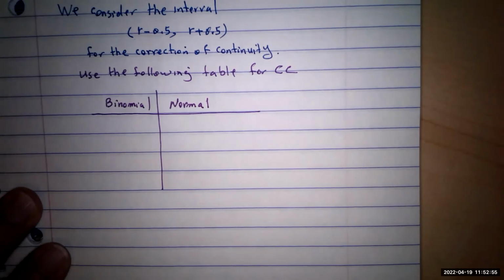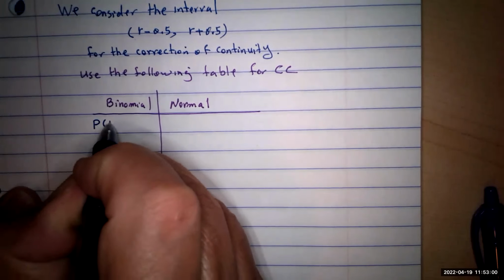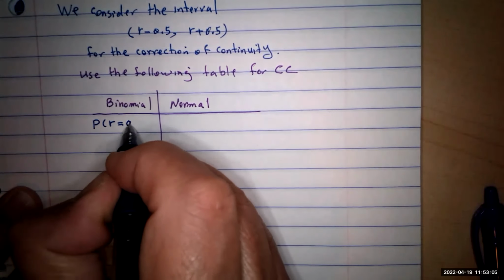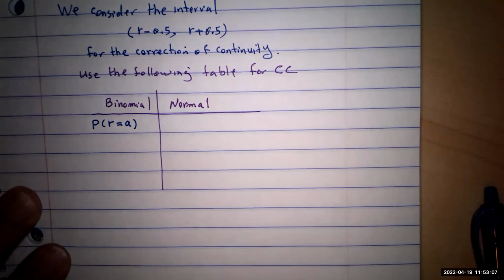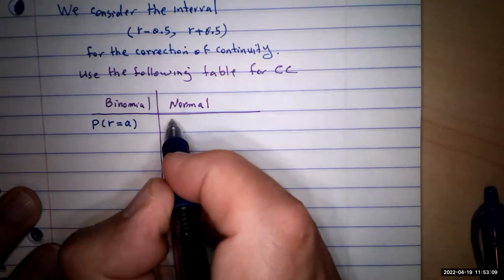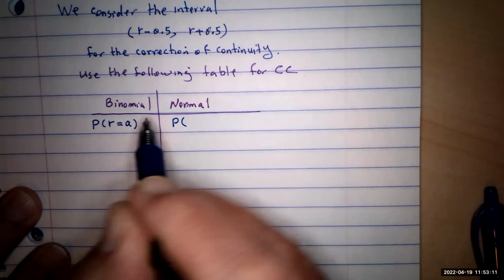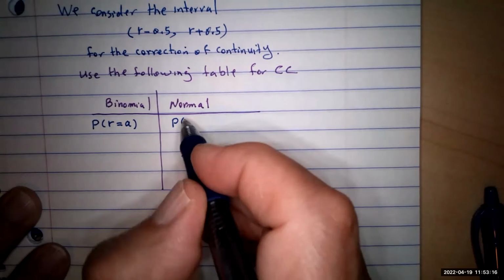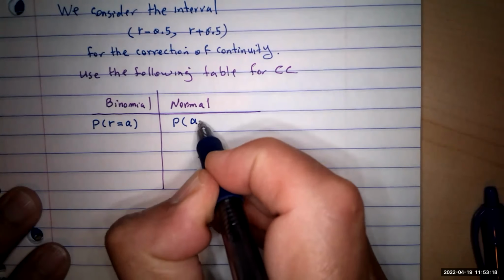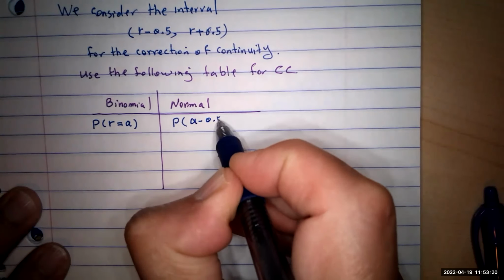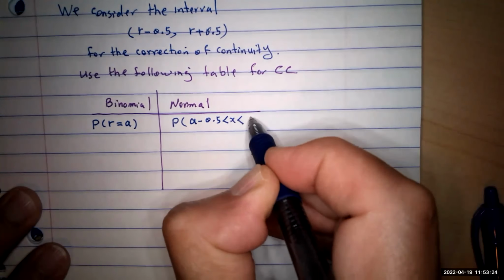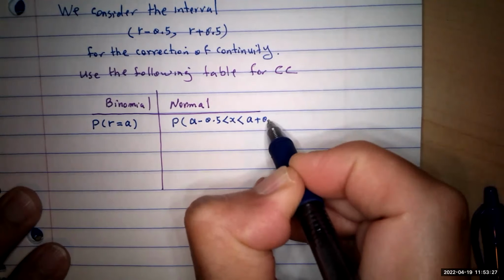In the case of the binomial, you may be asked to find the probability that R is equal to a number, such as 2, 3, 4, 5, 6. If this is the question, you are going to change it to finding the probability that, remember, 0.5 to the right, 0.5 to the left. So the answer is: A minus 0.5 less than X less than A plus 0.5.